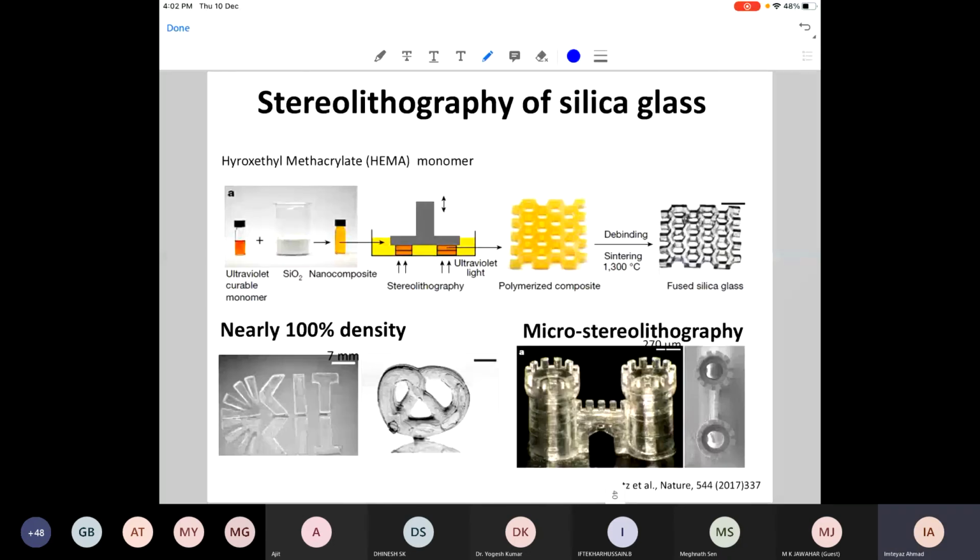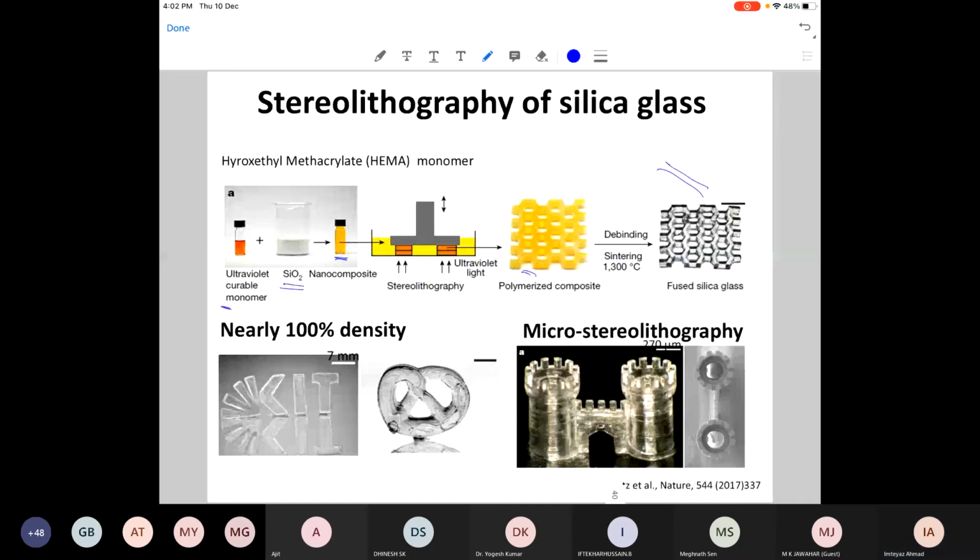Two success stories I will show you here. One of them is here. If you want to produce glass, fused silica glass, an intricate structure like this that is shown here, it starts with an ultraviolet curable monomer, which can be cured by ultraviolet. One of the examples is HEMA, and then you add these nanoparticles into it, add some photo initiator if required, and then make a slurry. And from that slurry you build this kind of a structure by exposing it to ultraviolet light.